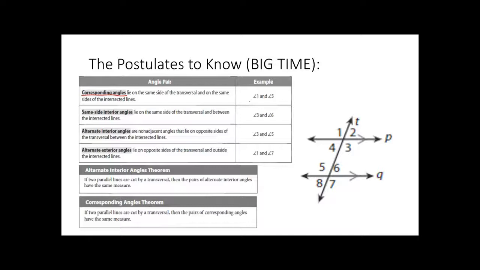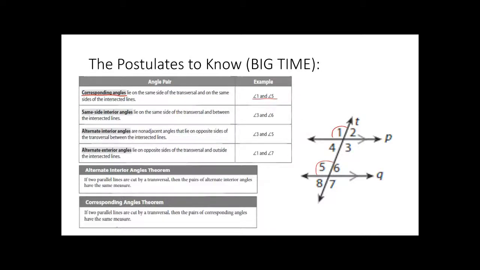Corresponding angles lie on the same side of a transversal and on the same sides of the intersecting lines. So, let me close the window there. Corresponding angles would be angle 1 and angle 5. That'll be here and here. Notice, think of them like two radar dishes aiming in the same direction. They're both aiming over at the same satellite.